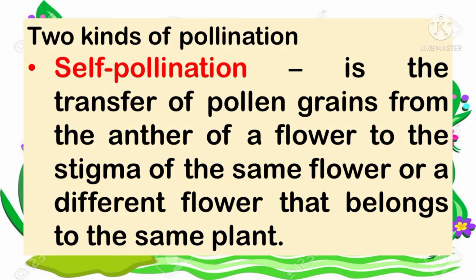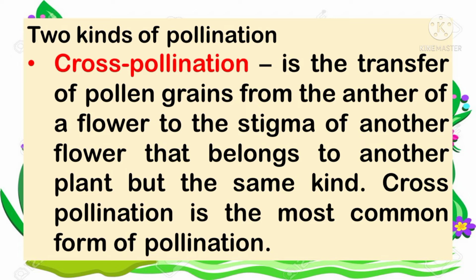One is self-pollination. It is a transfer of pollen grains from the anther of a flower to the stigma of the same flower or a different flower that belongs to the same plant. Another type of pollination is the cross-pollination. It is the transfer of pollen grains from the anther of a flower to the stigma of another flower that belongs to another plant but the same kind. Cross-pollination is the most common form of pollination.